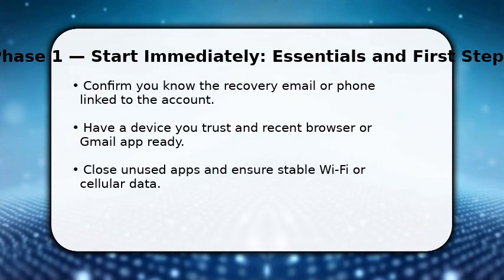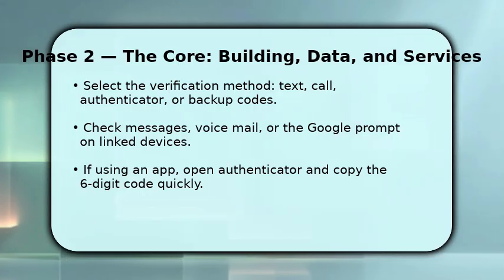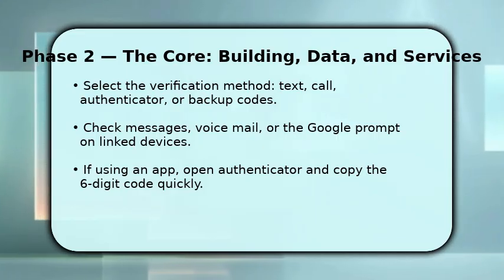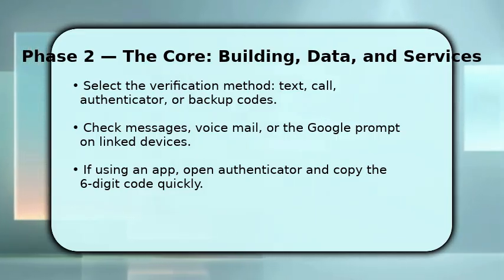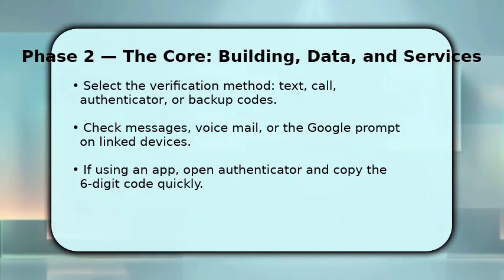Once done with sign-in, pick the verification path you previously enabled. Google typically shows text, call, Google Prompt, or Authenticator. If you choose text or call, watch your phone for the 6-digit SMS or missed call details. Transcribe digits exactly. If you use the Google Prompt, tap Yes on a linked device. It's the fastest and avoids SMS risks. If you rely on an Authenticator app, open it now and enter the current 6-digit code before it expires.